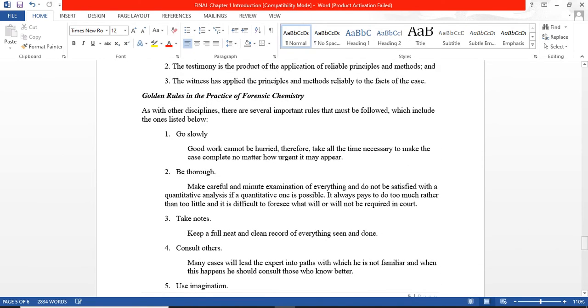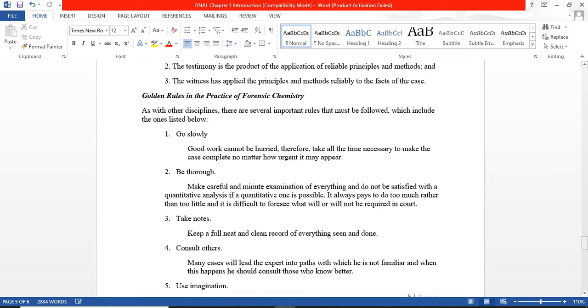Okay? The golden rule in the practice of forensic chemistry, as with the other disciplines, and there are several important rules that must be followed, which include the ones below. Okay, first is go slowly. Good work cannot be hurried. Therefore, take all the time necessary to make the case complete, no matter how urgent it may appear.